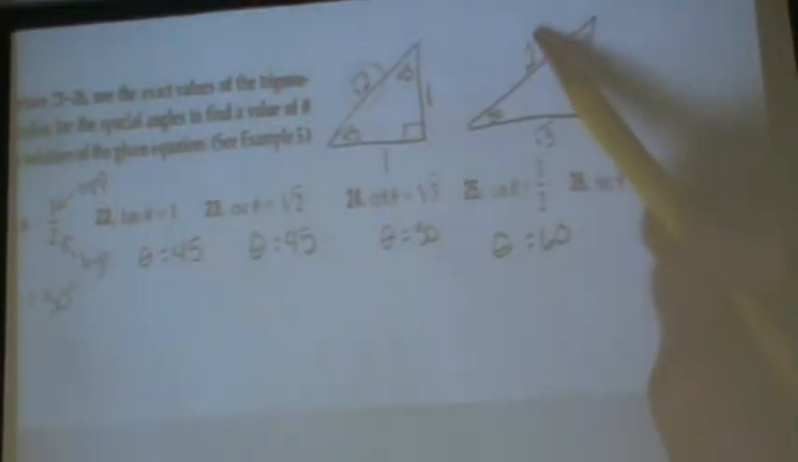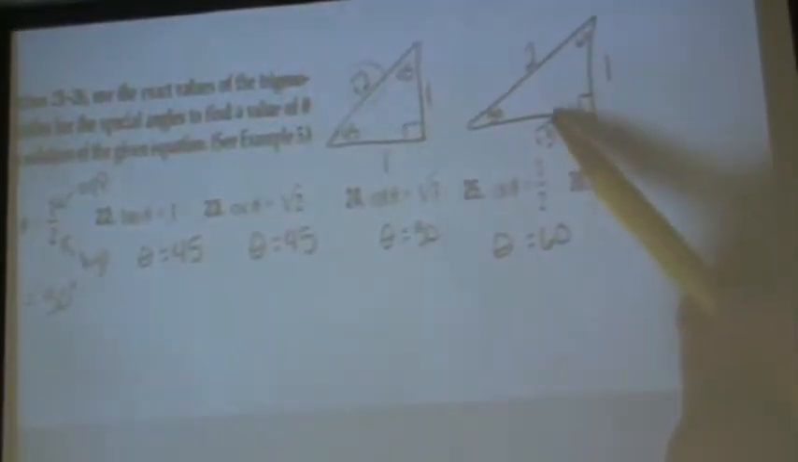And 26 is secant theta equals 2. So secant of theta is the reciprocal of cosine. So we have hypotenuse over adjacent. So our hypotenuse is 2, so we're in our 30-60-90 again. Hypotenuse over adjacent is the 60. So that's what those questions were asking. You have to know those two triangles.